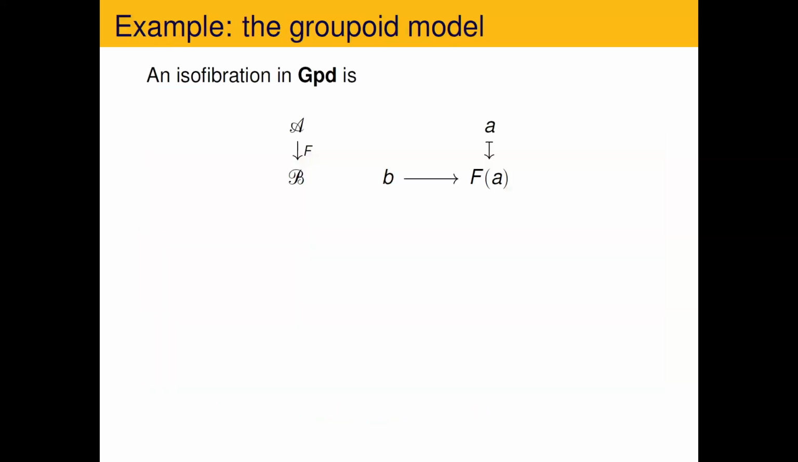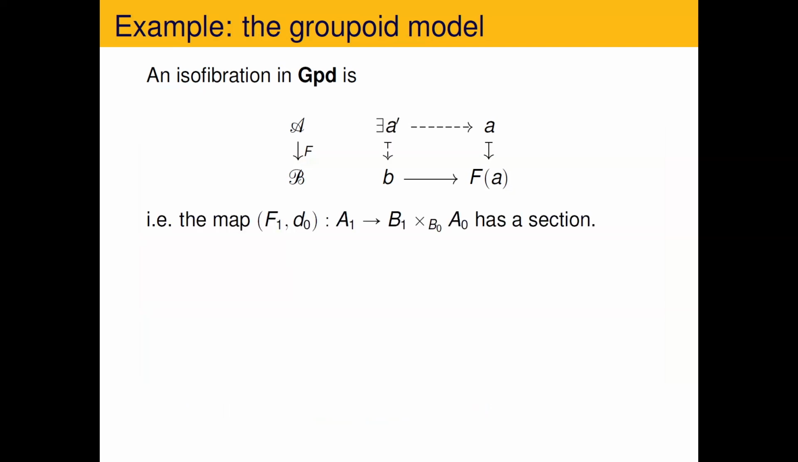So an example is given by the groupoid model of Martin-Löf type theory. You consider the class of isofibrations, where an isofibration between groupoids is a functor between groupoids such that you can lift paths in the base. So if you've got a path in the base from B to some FA, you can lift it to a path in A that lives above it. Another way to say this is to specify that the map that does F on morphisms and also considers the targets map has a section. This is just the same thing.